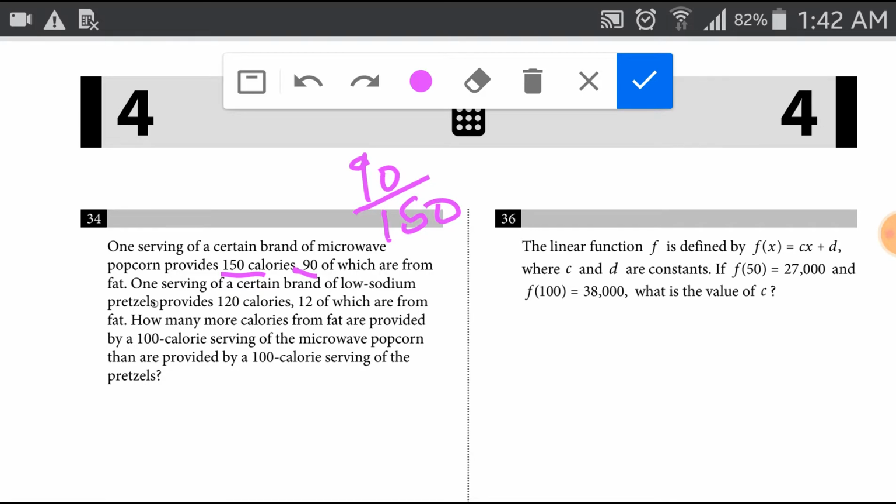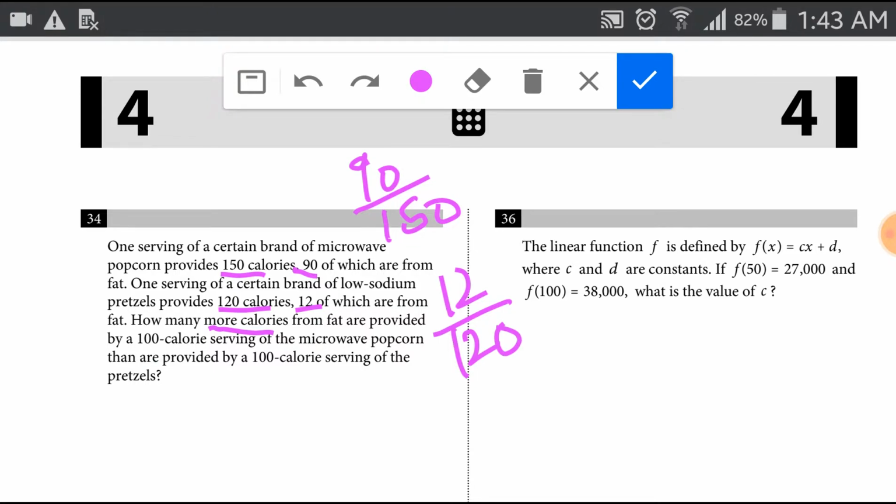Then they're saying one serving of a certain brand of low sodium pretzels provides 120 calories, 12 of which are from fat. So now I'm going to write the ratio of fat for this one. So we have two ratios of fat in each of these two things. Now they're asking how many more calories. So we need to find how many more calories there are. So we probably have to find the difference of the two things.